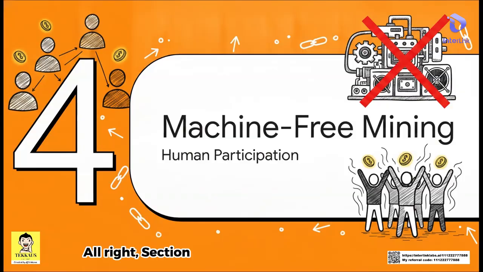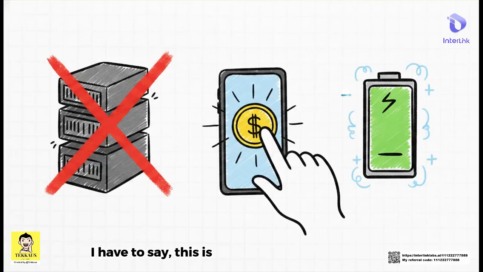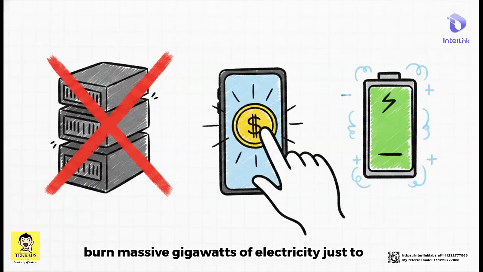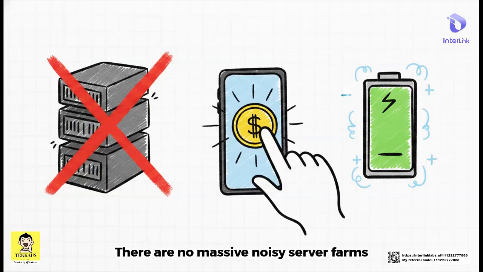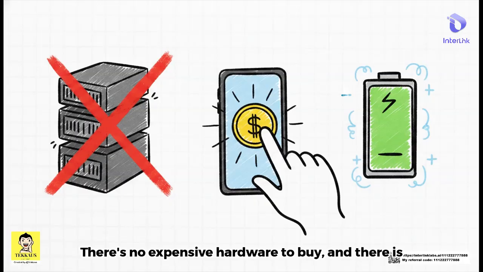All right, Section 4, Mining Without the Machines, Human-Powered Participation. I have to say, this is my absolute favorite part of today's lesson, the sheer environmental and financial benefits of machine-free mining. Traditional proof-of-work networks force you to burn massive gigawatts of electricity just to solve arbitrary math puzzles. Not here. InterLink relies entirely on human-powered participation. There are no massive, noisy server farms. There's no expensive hardware to buy, and there's absolutely zero constant battery drain on your phone.